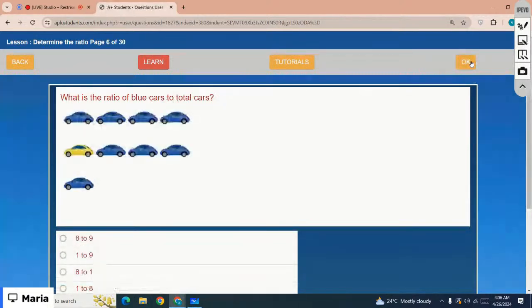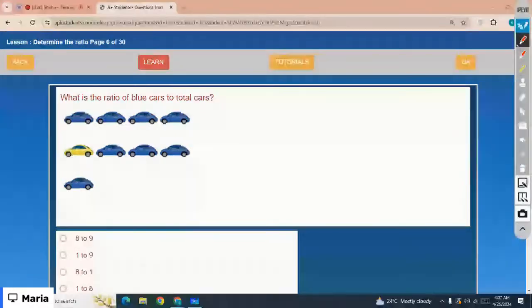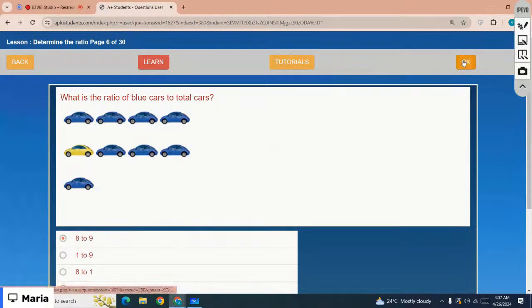What is the ratio of blue cars to total cars? Blue cars, 8 blue cars, right? Total cars, 9. So 8 to 9 it is. Option number 1 is the correct option. 8 to 9.